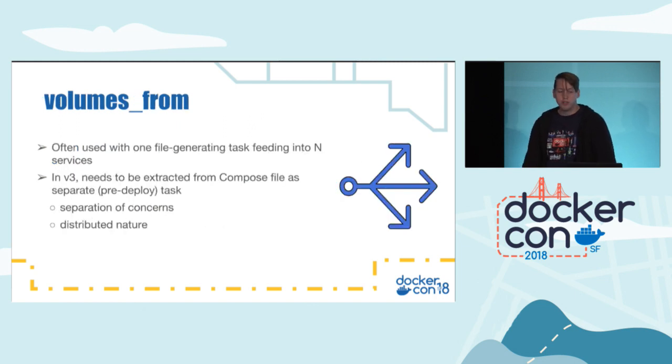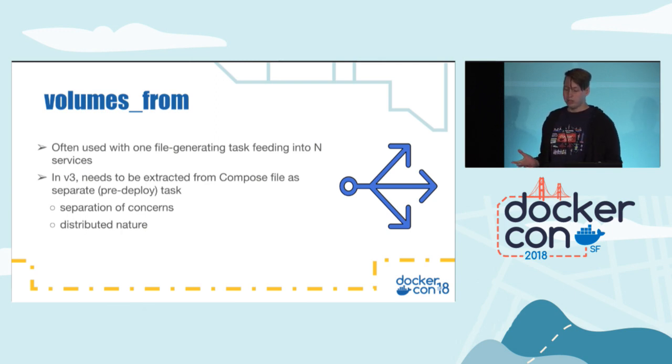The second thing I've seen a lot, at least on the Compose repository, is people miss volumes from. So this is not good. This is not in the V3 format. As far as I can tell, it's often used with one service that generates files or assets in some way or another, and then it's fed into other services using volumes from.